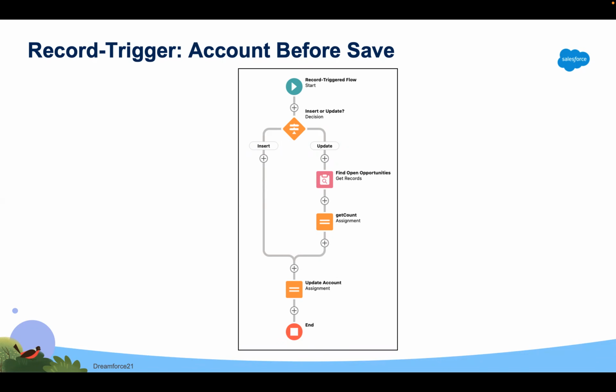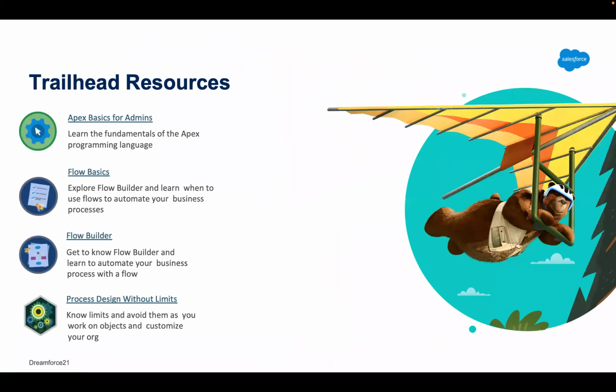So that is the example of a before save flow, not an after save flow. Such logic you can handle in the before save flows. What next? There are some resources that you can go and learn: Salesforce Apex Basics for Admins in Trailhead, Flow Basics, Flow Builder, and Process Design Without Limits. These are some of the Trailhead modules. I strongly recommend you go and check them out.